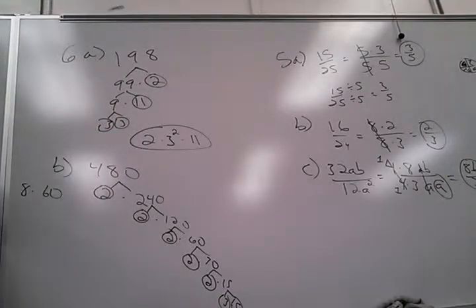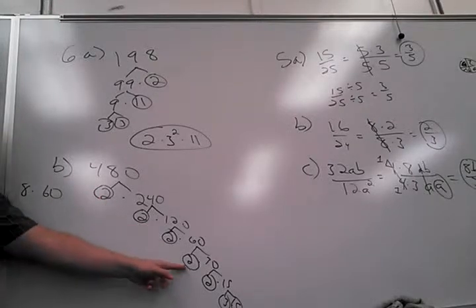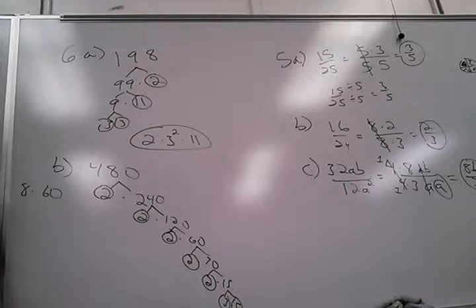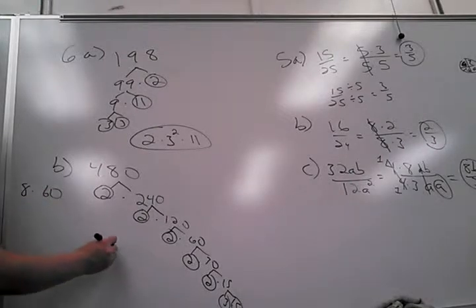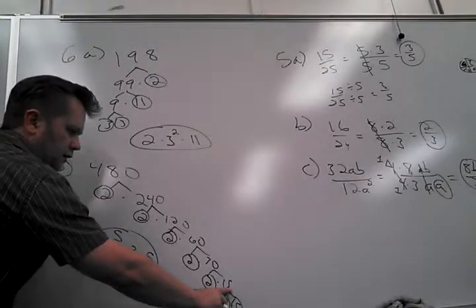So guys, no matter which way you do this, you have to end up with how many 2s? How many? 5. So 2 to the 5th times 3 times 5. Where's the 3? Right at the end, 15 was 3 times 5.